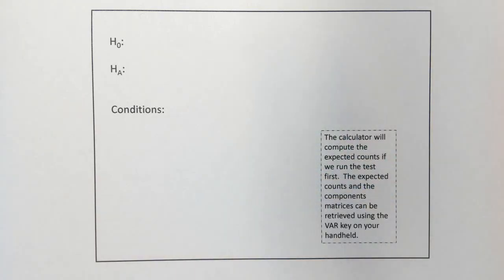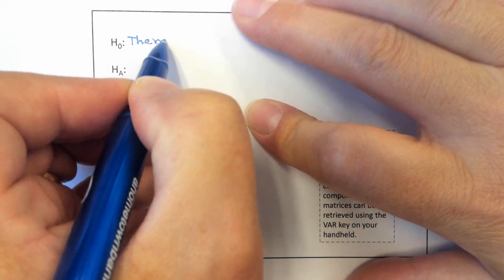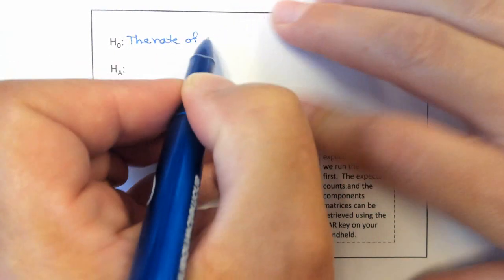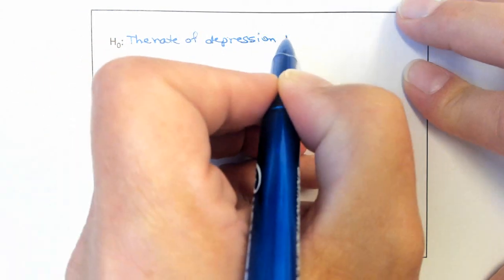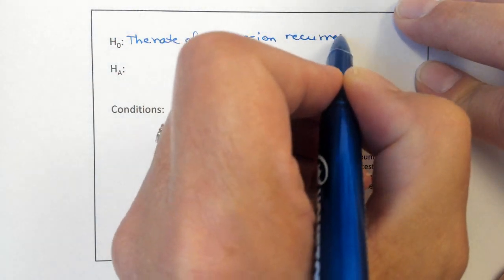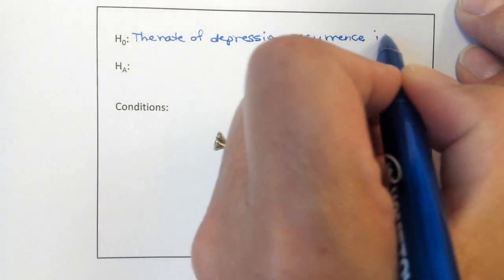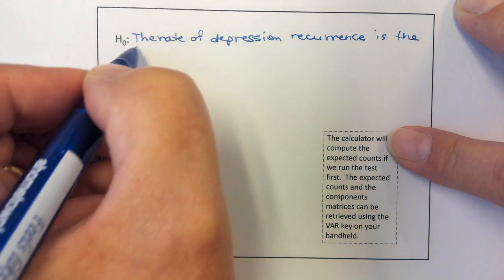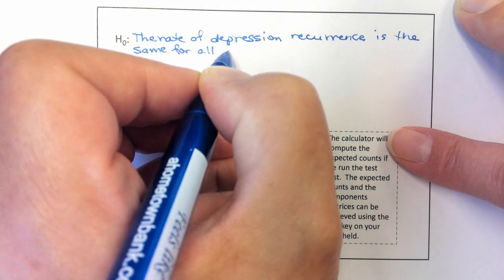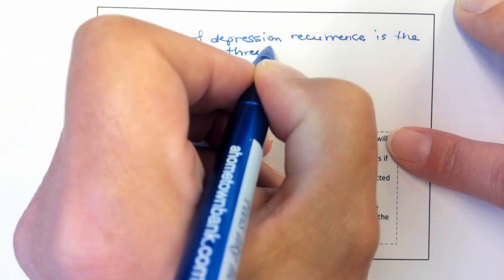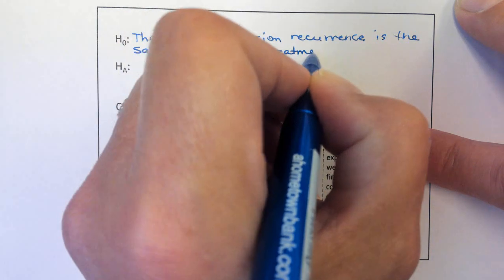And let's be really specific. The rate of depression recurrence is the same for all 3. So we'll say in the null that the rate of depression recurrence is the same for all 3 treatment groups.